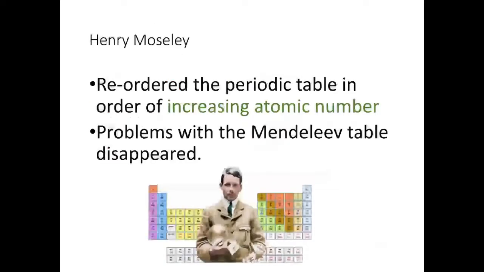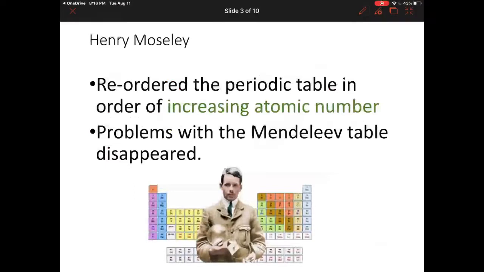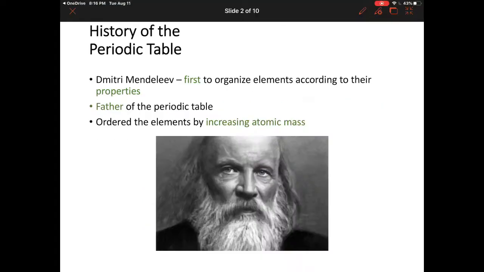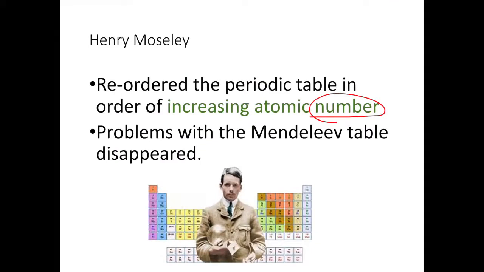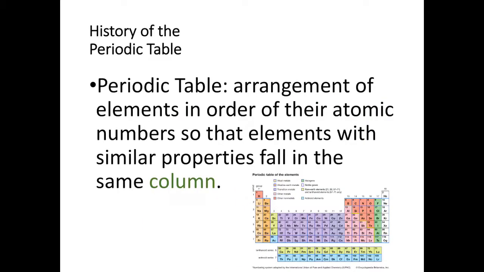Next comes Henry Moseley. He reordered the periodic table in order of increasing atomic number. So, important here, Moseley was atomic number, Mendeleev was atomic mass. Now, whenever Moseley rearranged this to be in number instead of mass, it got rid of some of the problems that occurred with the Mendeleev periodic table. And Henry Moseley's periodic table is what we use today.